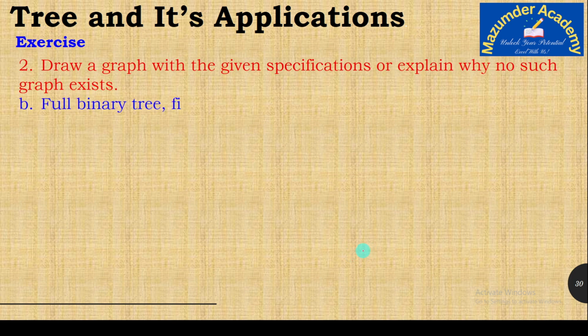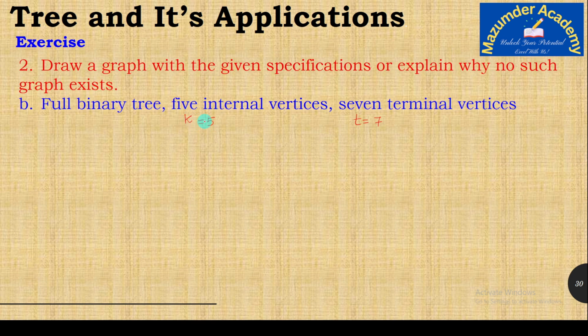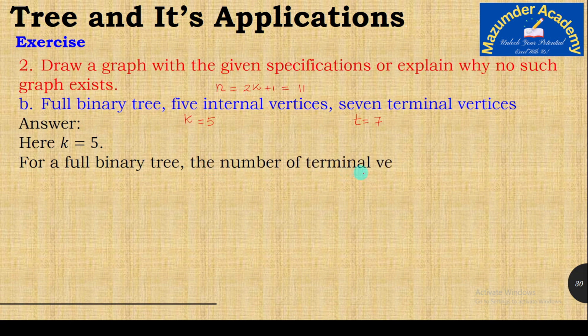Next question is, full binary tree, 5 internal vertices, 7 terminal vertices. So t equal to 7. Terminal vertices 7, internal vertices 5, that is k equal to 5. And it's a full binary tree. So if it is a full binary tree, then n number of vertices must be 2k plus 1, that means it is 2 multiply 5 plus 1, that is 11. And terminal vertices 7. Okay, now see the answer. For a full binary tree, the number of terminal vertices must be k plus 1, that is t must be equal to 5 plus 1, that is 6. But in the question it is given 7 terminal vertices, which is not possible.